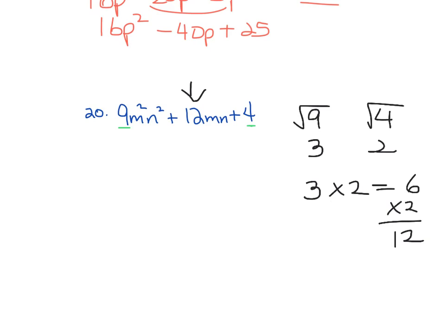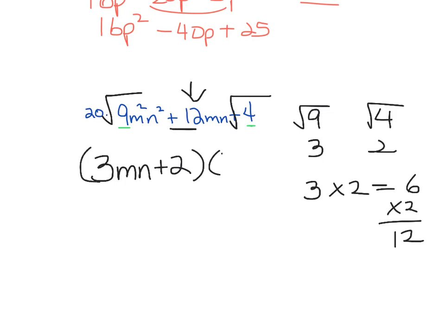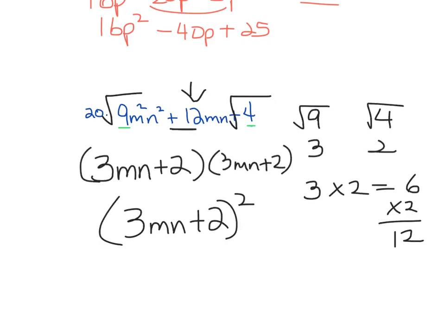So then you're just going to square root this, square root this. So remember, when you square root variables, we're dividing them by 2. So this will become 3mn. And then you're going to put the square root of 4, which is 2. And it's going to be a plus sign because that's the sign in the middle. You can write it twice, or you can write it as the binomial to the second power. So whenever you can recognize you have a perfect square trinomial, then you can do this.